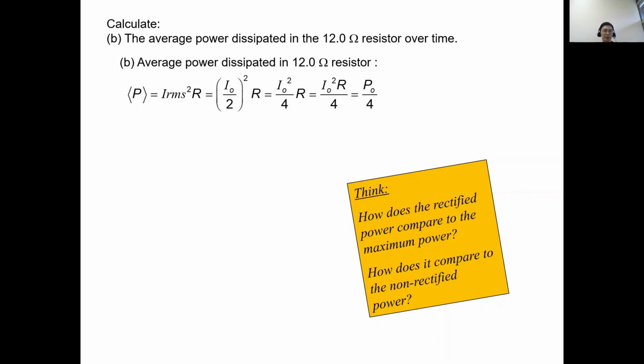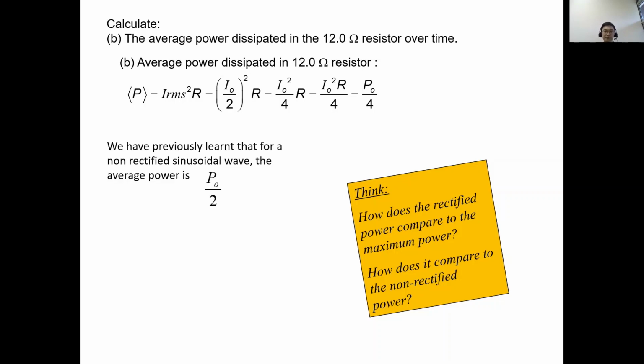So take some time to think about it. How does this compare to the non-rectified circuit? Remember, in the non-rectified case, that means the sinusoidal current, the power, if you flip back a few pages, is given as P0 over 2. This value here, when it's rectified, is P0 over 4. Do you realize that it's halved? And it shouldn't come as a surprise because the diode blocks out the current half the time. So essentially, this is a natural logical conclusion.